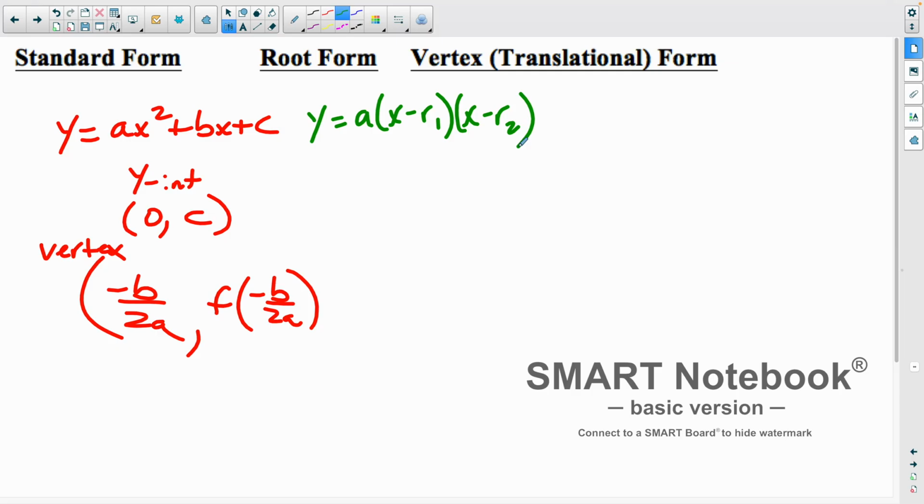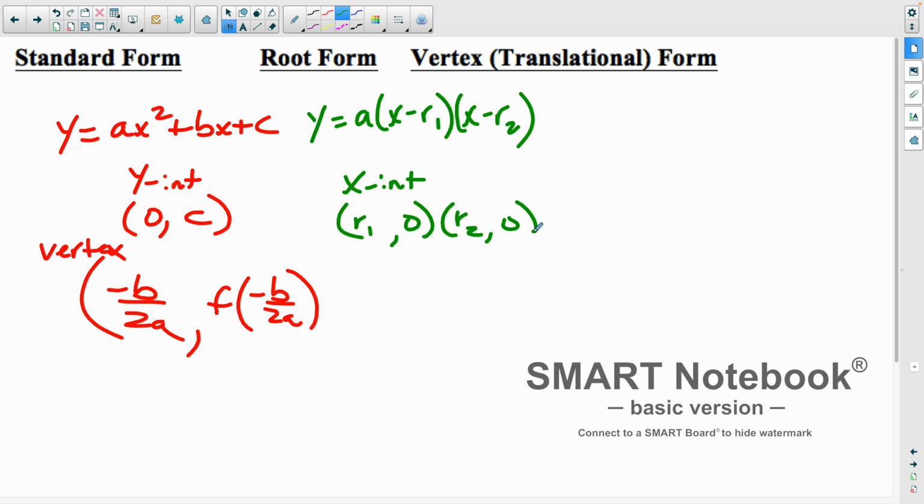Okay? So what do I know right now without having to do any work? Your x-intercepts, your roots. Okay? So I know my roots. My roots would be (r1, 0) and (r2, 0), whatever they are then. Okay? Those would be my roots. I can get those pretty quickly.